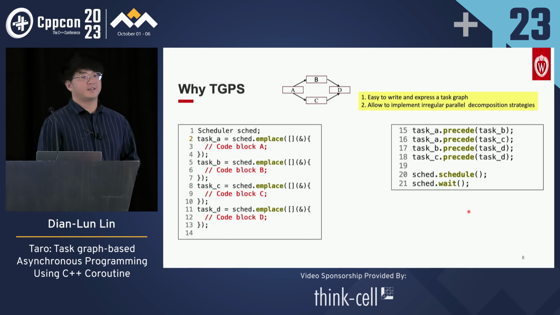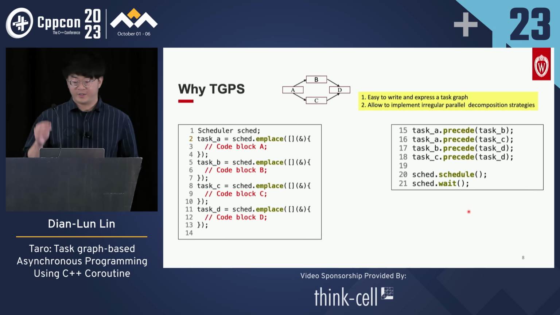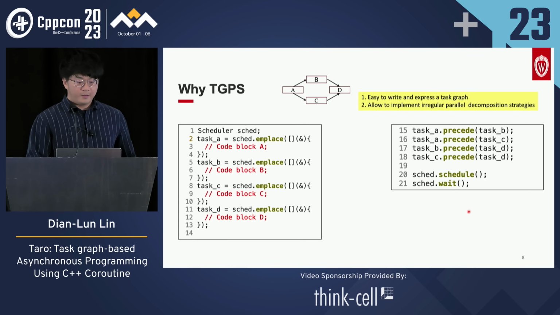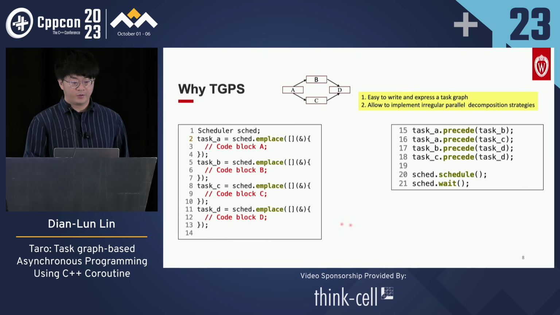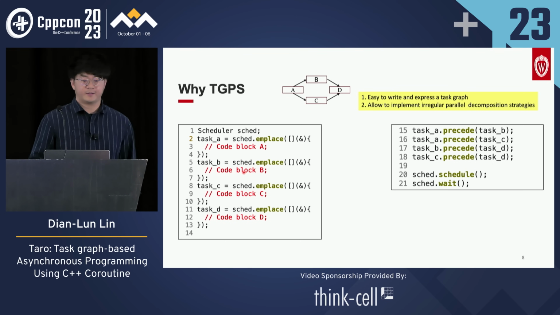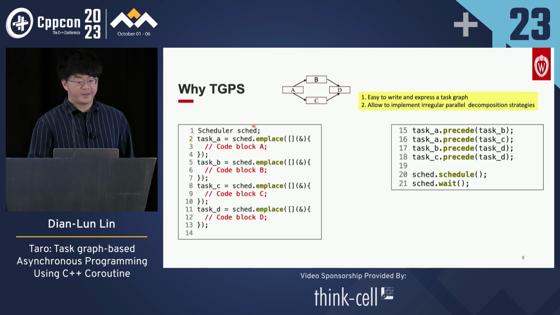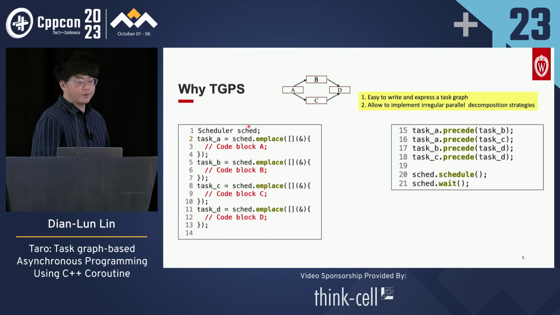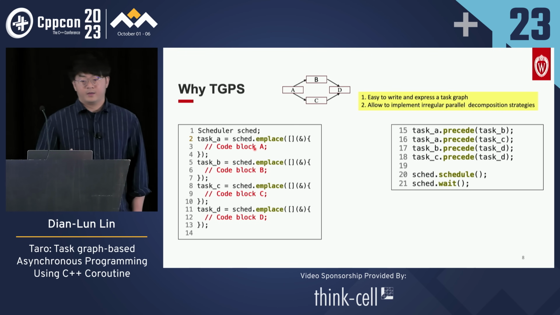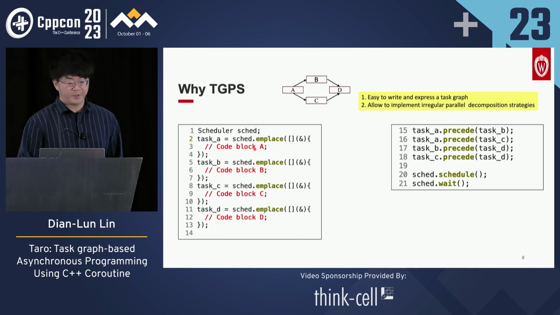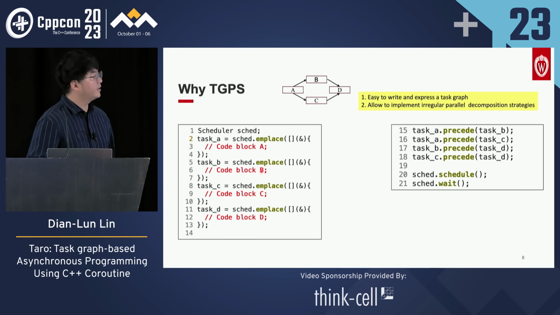But why TGCS? What's the benefit of using TGCS? First, it is easy to write and express a task graph. So here is one example of programming a task graph using TGCS. Here I can declare a scheduler, and then say I use emplace to insert this code block A. To create task B, I use emplace again, and then insert the code block B, and so on and so forth.